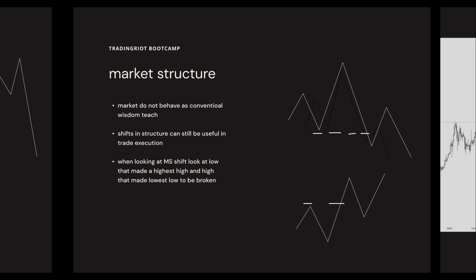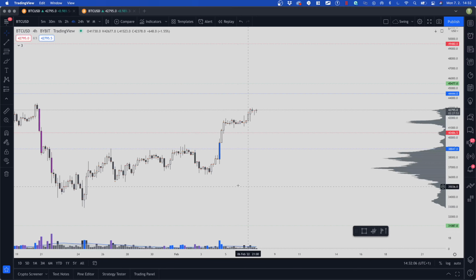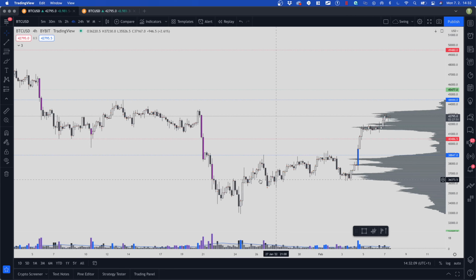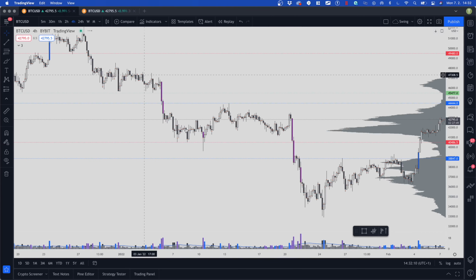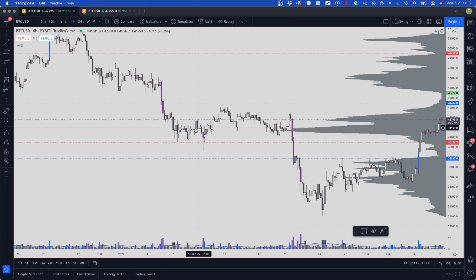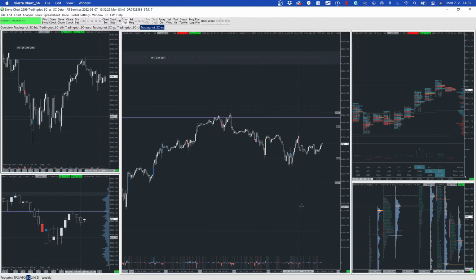In reality, markets are not really like that. You have a higher low on this H4 chart on BTC. This is a lower high, lower low. This is a higher low. There's not really too much discussion about that. Market still goes down, and the structure is breaking all the time.